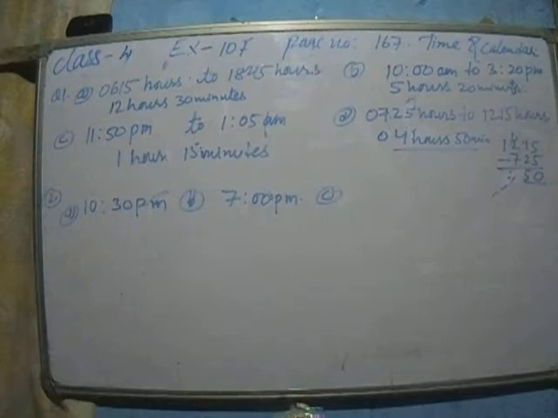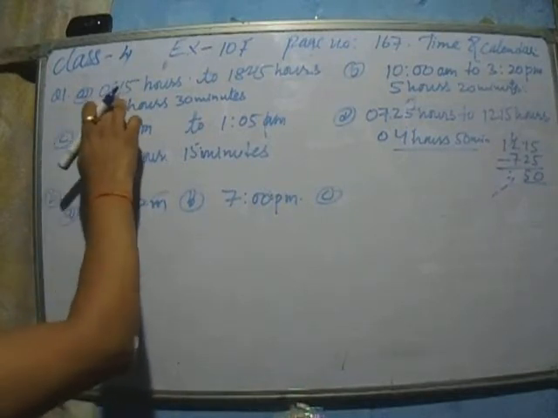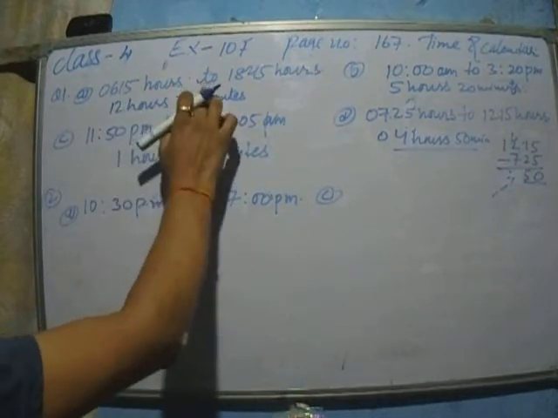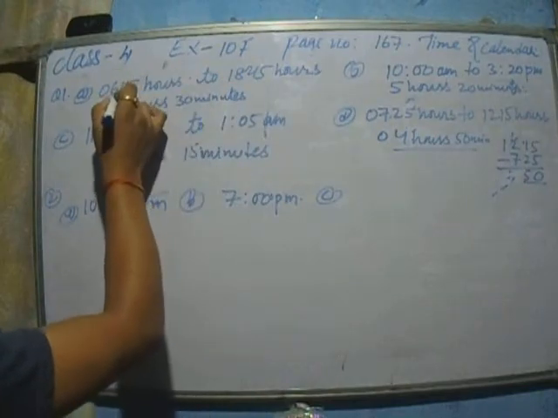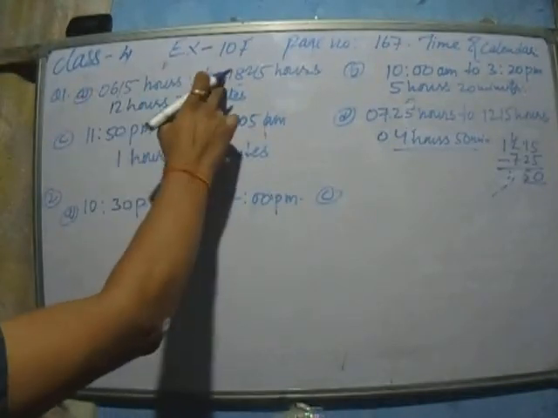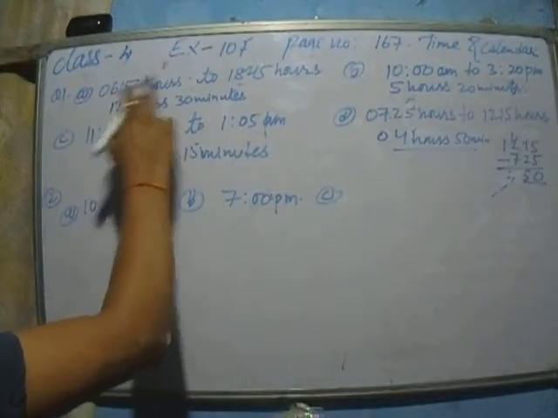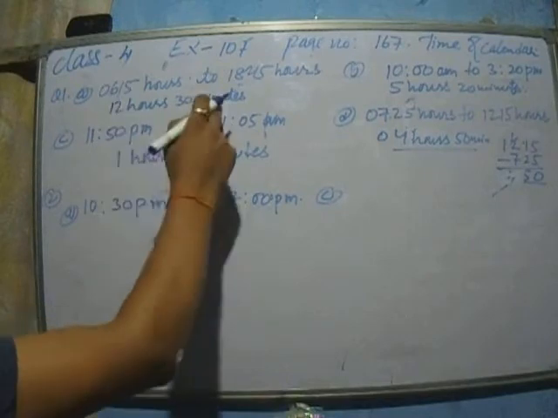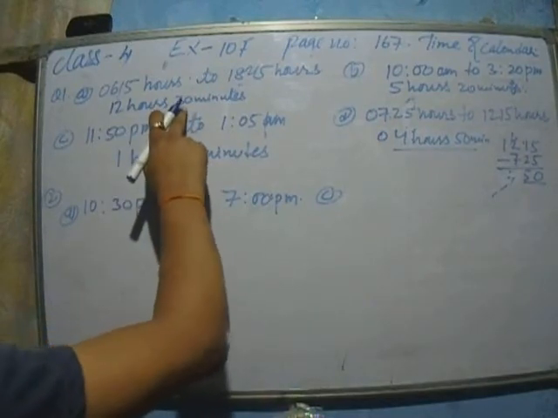Here, the answer is already written. It's 6:15 hours to 8:45 hours. This is early in the morning, this is evening. So what time will it be? Here 6 a.m. to 6 p.m. is 12 hours. Here 15 minutes, here 45 minutes. Adding the 45 minutes session, we'll get 12 hours 30 minutes.